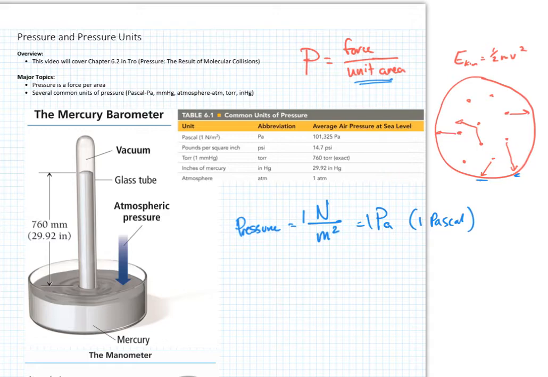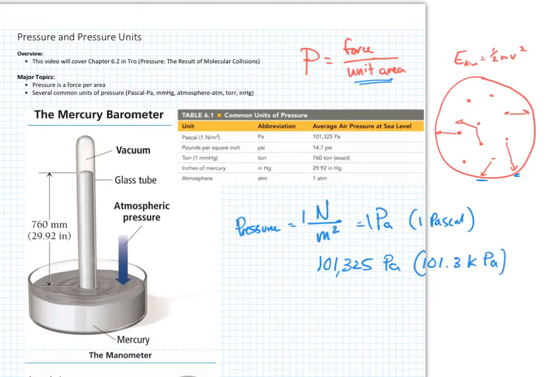Unfortunately, 1 newton per meter squared, or 1 pascal, is a very, very small amount of pressure. So we don't typically do things in pascals. We often do them in kilopascals. In fact, the average air pressure exerted at sea level is over 100,000 pascals, 101,325 pascals to be exact, or 101.3 kilopascals.